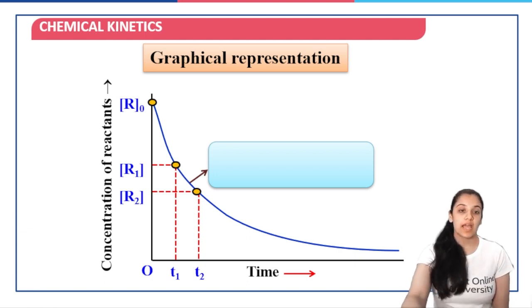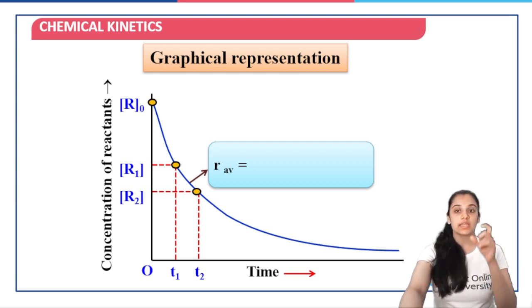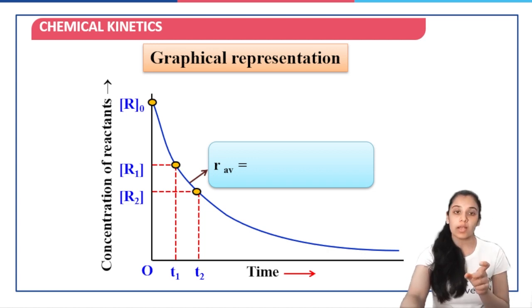This part of the reaction that is shown by the arrow is basically the R average. If you see, the initial concentration of the reactant is R0, then it is decreasing at time T1 to R1, and at time T2 it further decreases to R2. The time gap between T2 and T1 is very, very small.